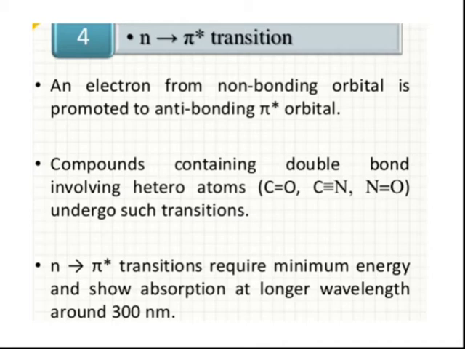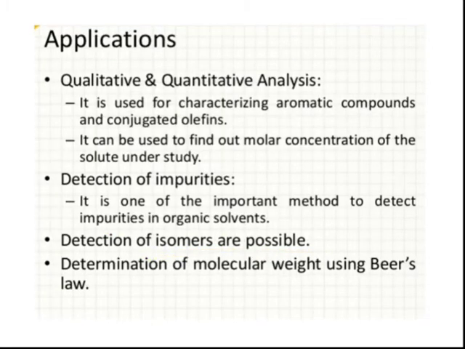Fourth transition is the n to pi star transition. An electron from a non-bonding orbital is promoted to an anti-bonding pi star orbital, and the compounds which contain a double bond involving a heteroatom like oxygen or nitrogen, C double bond O, C triple bond N, N double bond O, such types of compounds undergo n to pi star transition. The n to pi star transition requires minimum energy and shows absorption at a longer wavelength, around 300 nanometer.